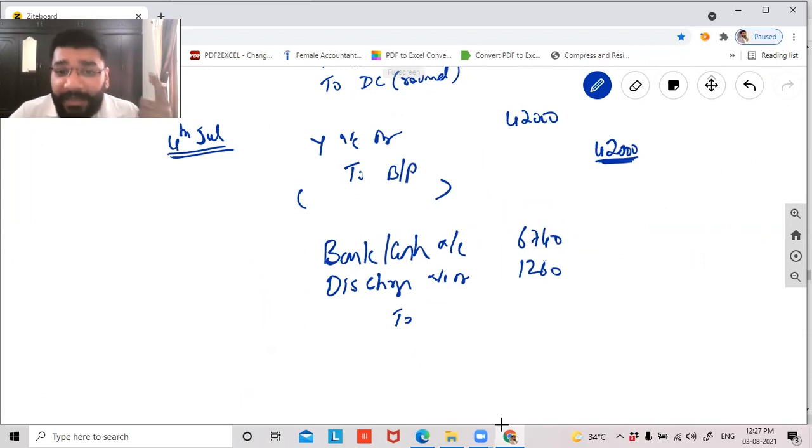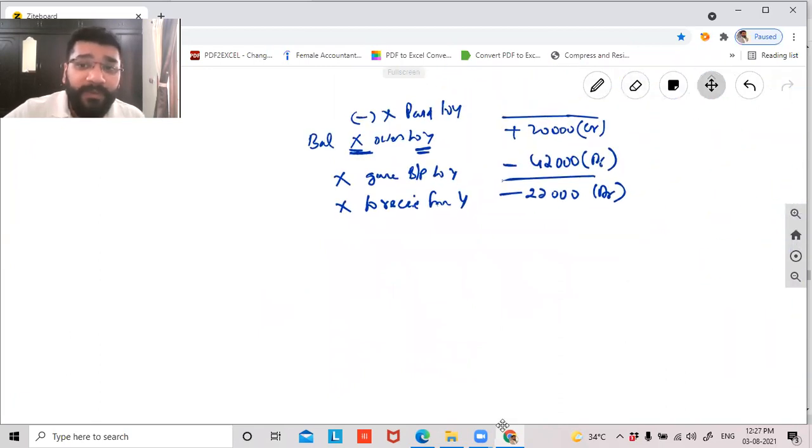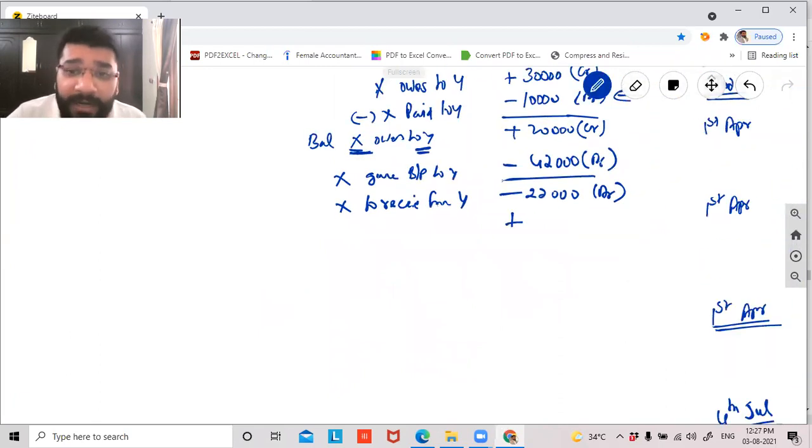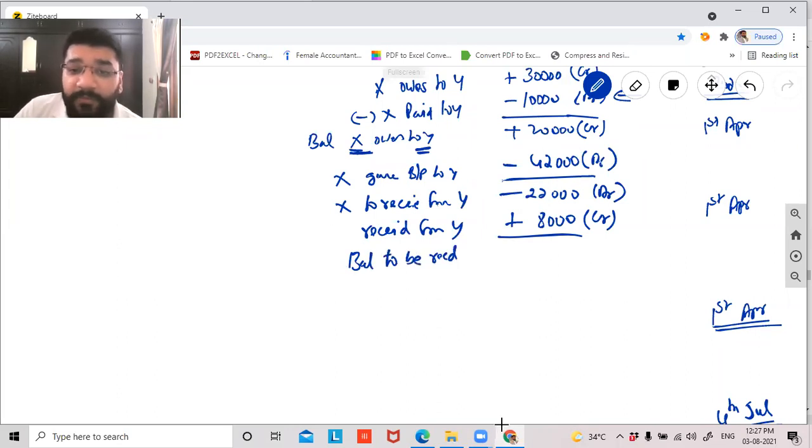So Y's account is being settled to the extent of 8,000 rupees. Guys, we are supposed to receive how much from Y? We are supposed to receive 22,000 rupees from Y. Out of that, 8,000 is received. So what is the balance to be received? 14,000. Balance to be received from Y is 14,000 rupees.